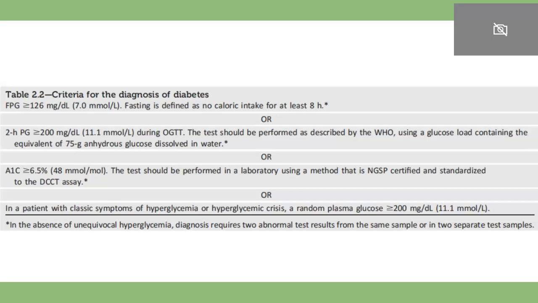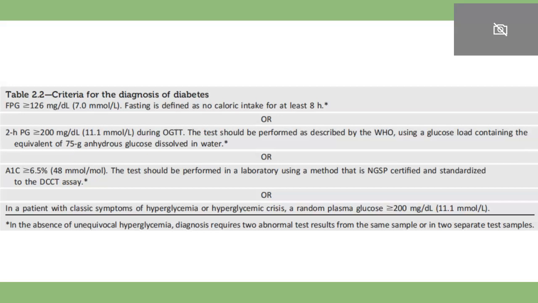All right, so your fasting plasma glucose should be greater than 126, and you should be fasting for at least 8 hours. I say 12 hours is even better. Or you can get a 2-hour plasma glucose greater than 200 during the oral glucose tolerance test. The oral glucose tolerance test is really only used for pregnant women, and not so much if you're just diagnosing diabetes. It's inconvenient.